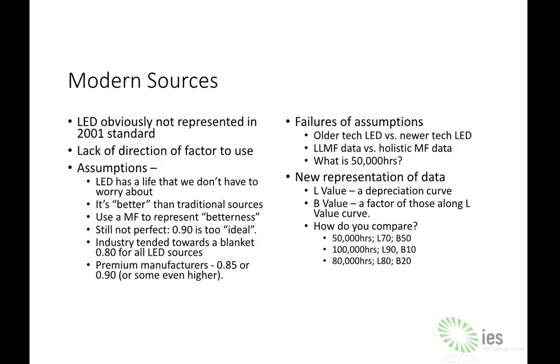We recognise there are failures with LED. It's not a perfect source, and 0.9 is not an ideal number. So we just made up a number as an industry, and that number was 0.8. And we're all sitting there nodding, and we all know that 0.8 is just a number that we invented. Premium manufacturers tend to give us a nicer number. They said 0.85 or 0.9. I've seen even higher. Phil brought me some data today. They're saying 0.99.